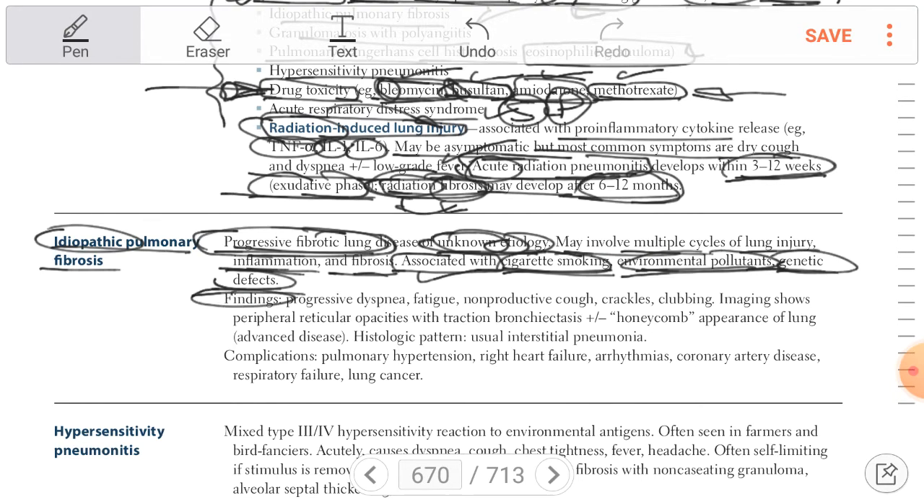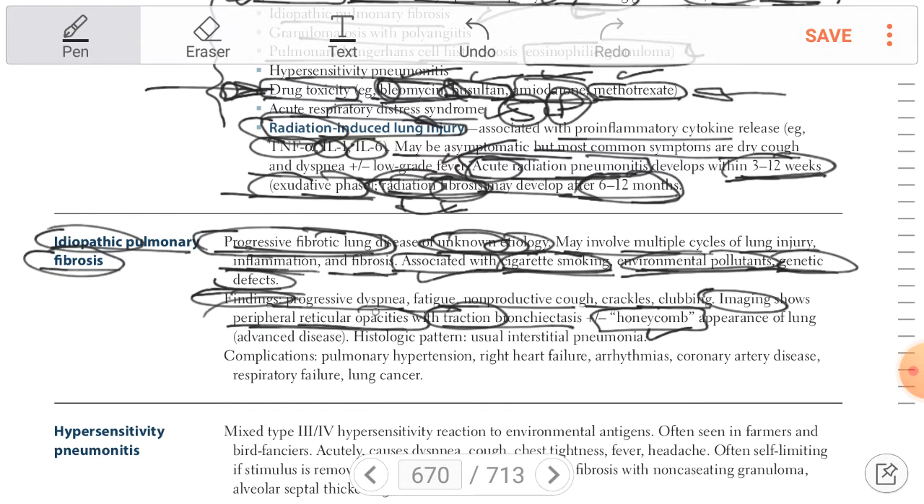Then the finding, the most important one, is the honeycomb appearance. You have progressive dyspnea, fatigue, non-productive cough, crackles, clubbing, and on imaging you will find peripheral reticular opacities and traction bronchiectasis, because fibrosis leads to traction bronchiectasis. The most important one is the honeycomb appearance of the lung, in advanced disease. The histologic pattern is usual interstitial pneumonia.